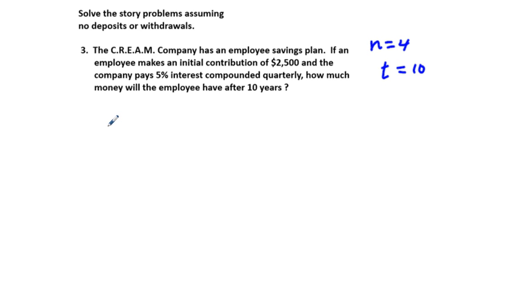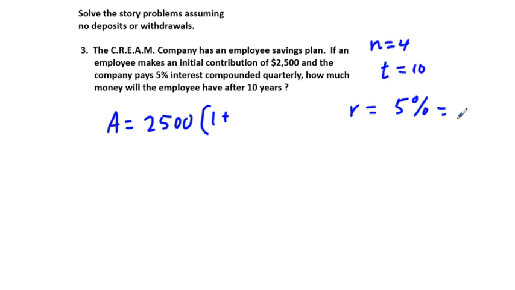So just employing our formula, we have amount equals our principal, which is $2,500, times the quantity 1 plus R, which is 5%, so R equals the rate 0.05. Here in the formula we have 0.05 divided by 4 for quarterly, and we have 10 years, so the exponent is N, which is 4, times 10 years.